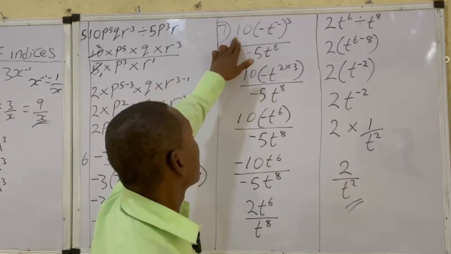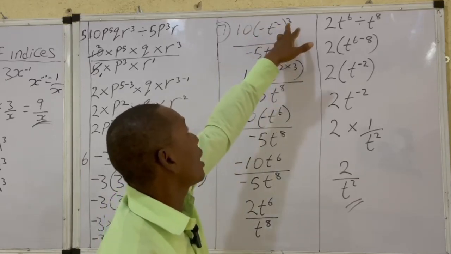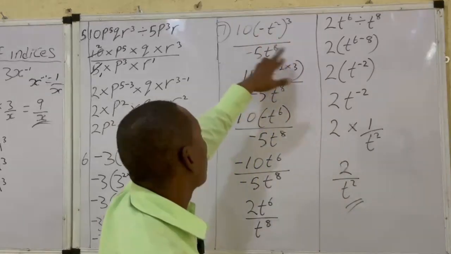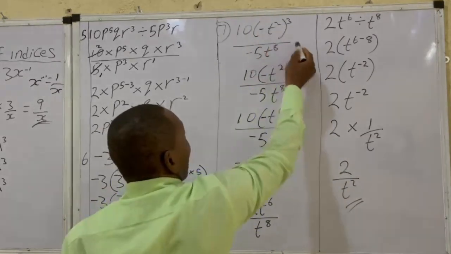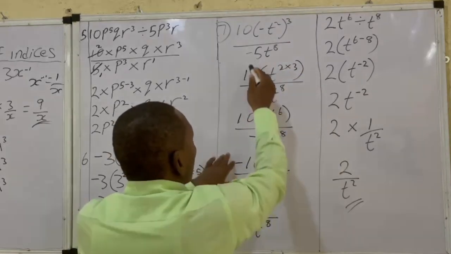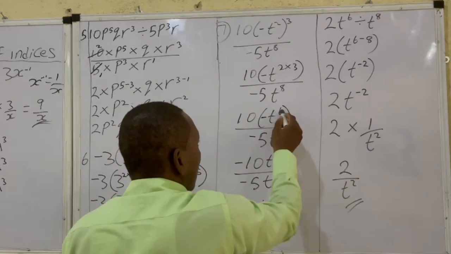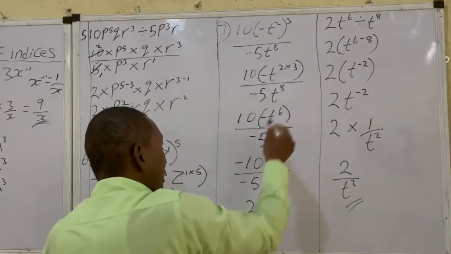Okay, so t 10 bracket minus t squared raised to power 3. Remember, once you have a power raised to another power, it's simple, you have to multiply. All over minus 5 t raised to power 8. Remember, I said you have to multiply, right? Which is 2 times 3. You copy it and you use 2 times 3. 2 times 3, what will you have? You have 6. So it's now minus t raised to power 6.